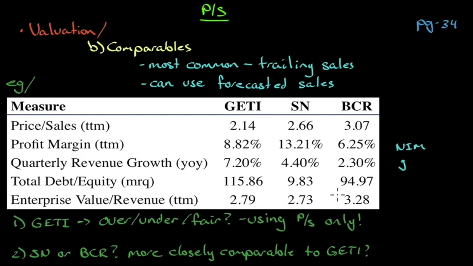So if you had to pick which one you'd more closely compare it to, SN appears to be the winner here. SN has a higher price to sales than GETI, but it also has a higher profit margin, although it does have a lower growth margin. GETI has a lower price to sales, but it does have a lower profit margin, although it has a higher growth margin. And they're both very equal in terms of enterprise value to revenue. So you'd pick SN. BCR appears to have some issues with pricing.